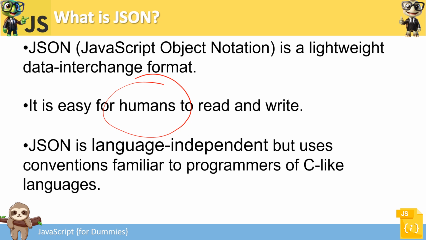JSON is lightweight, meaning it doesn't have to hold a lot of extra stuff like some older formats such as XML. Plus, it's super easy to read and write. That's why it has become so popular.